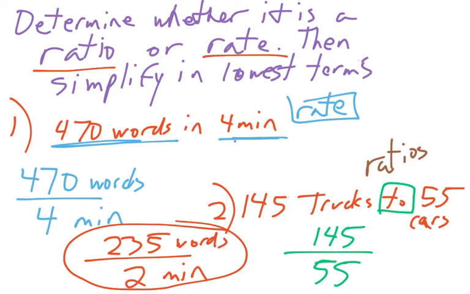And now we simplify. So 5 is the biggest number that goes into both of these. So 145 divided by 5 is 29. And then 55 divided by 5 is 11, okay? So maybe we're talking about a parking lot, and maybe for every 29 trucks, there's 11 cars. So that would be your ratio in simplest form.